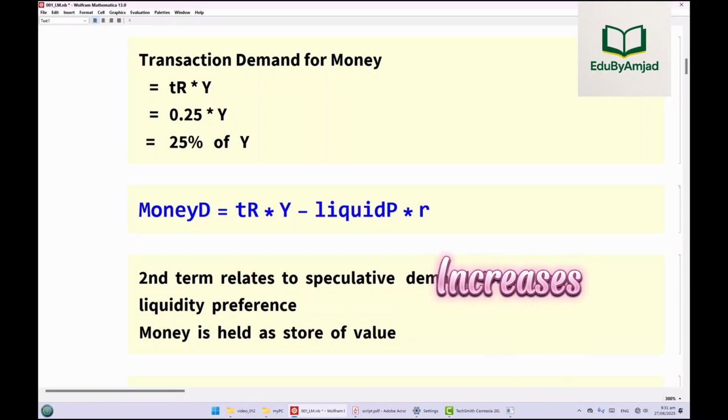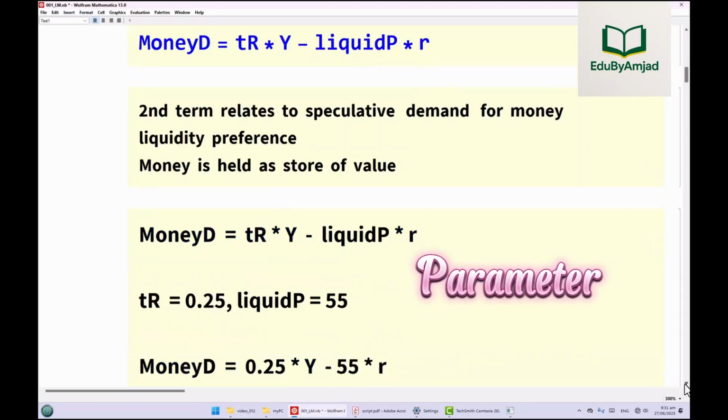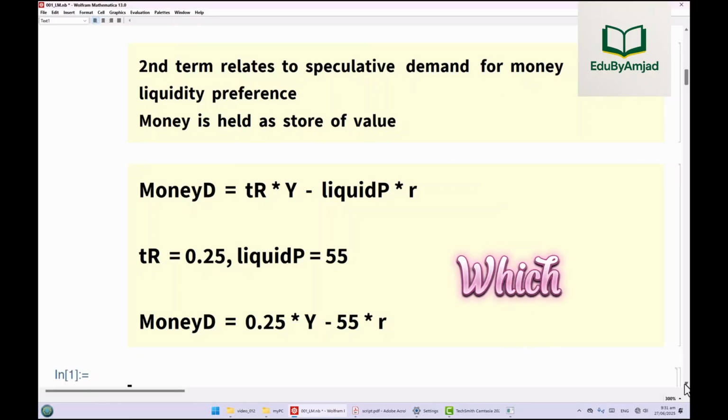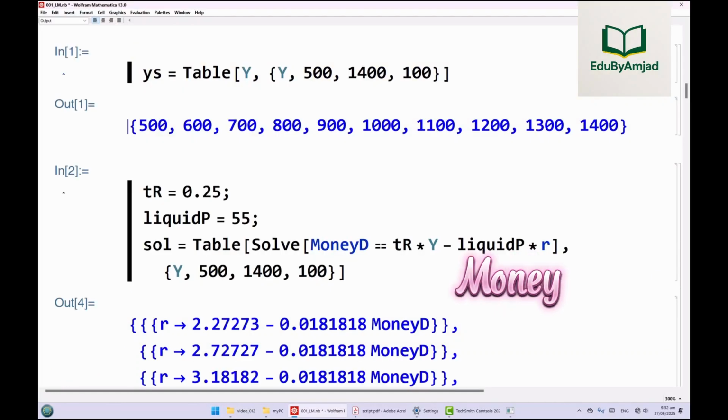If interest rate increases, people may reduce speculative balance of money by investing in other interest-bearing assets like bonds and stocks. Liquid P is interest rate sensitive parameter. We assume it is 55, which means that if interest rate R increases by 1%, speculative balances reduce by 55 units of money. Let's generate national income data.